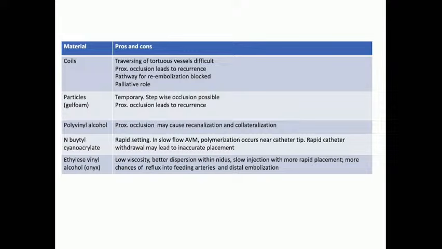The second is particles like gel foam, where it is only temporary and it will only last for a small time till you do surgery or some other intervention, and then it will not work. And if there is a proximal occlusion later on, definitely there's going to be recurrence. So it's only for a short time. The third is polyvinyl alcohol. So again, there will be a proximal occlusion which may cause recanalization and collateralization.